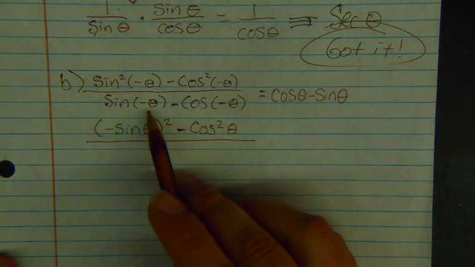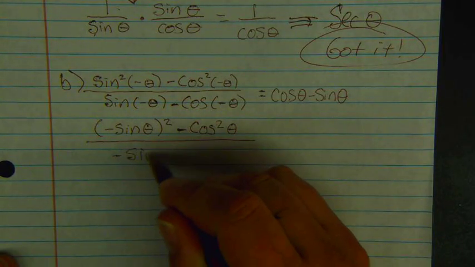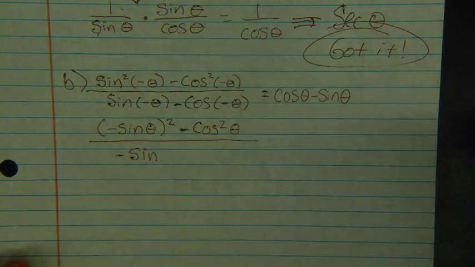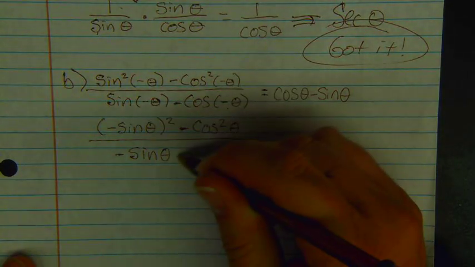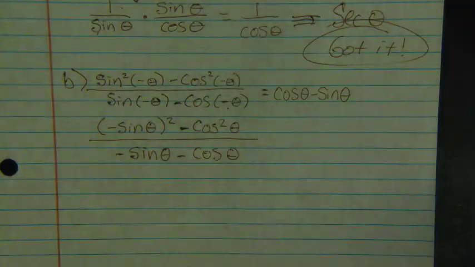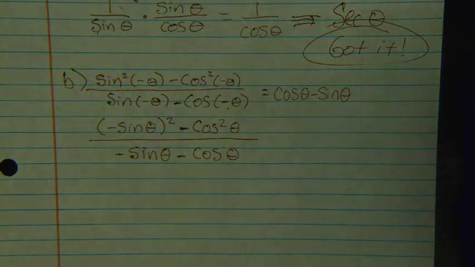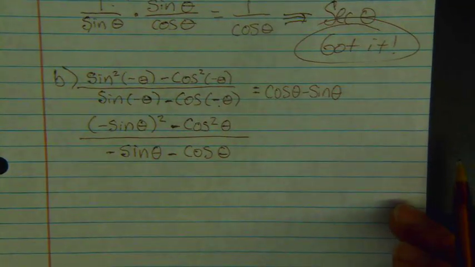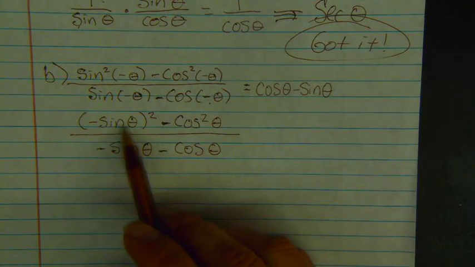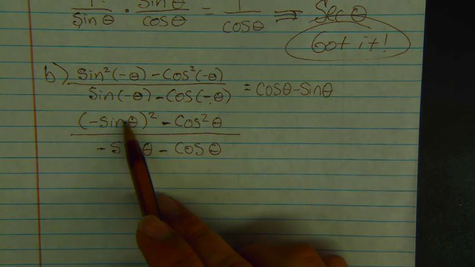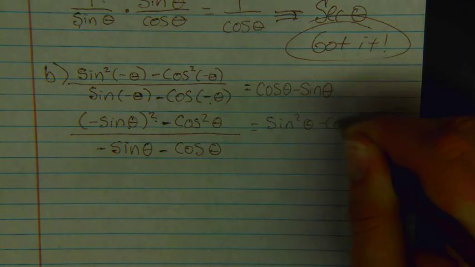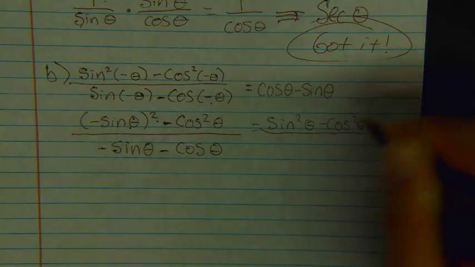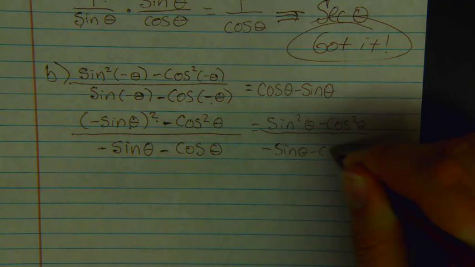Over, so same thing here. On the bottom, we need to pull the negative out because that's what the even odd property tells us to do with sine. So negative sine theta, but for cosine, we're just going to take it away. So this is still minus cosine theta. All right, so I just wanted to do that part kind of first with you and know that negative sine theta squared is sine squared theta. So now this is what I have. Sine squared theta minus cosine squared theta over negative sine theta minus cosine theta.